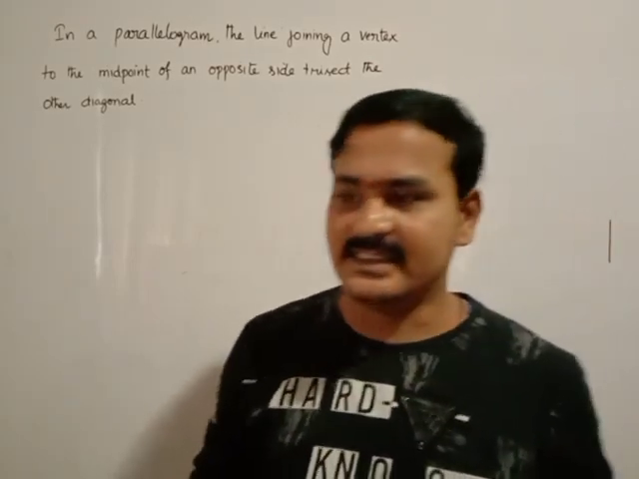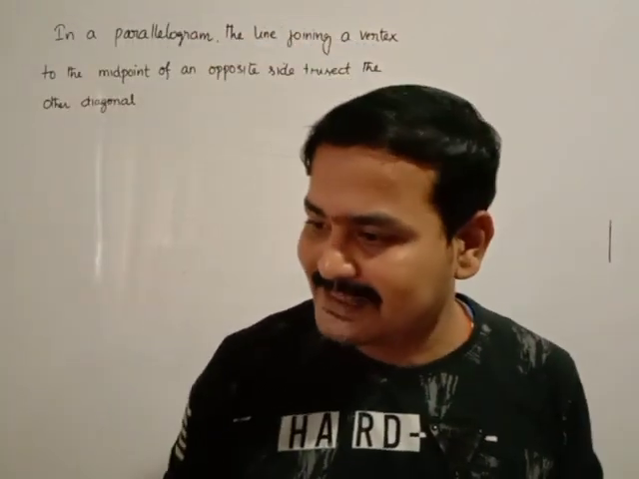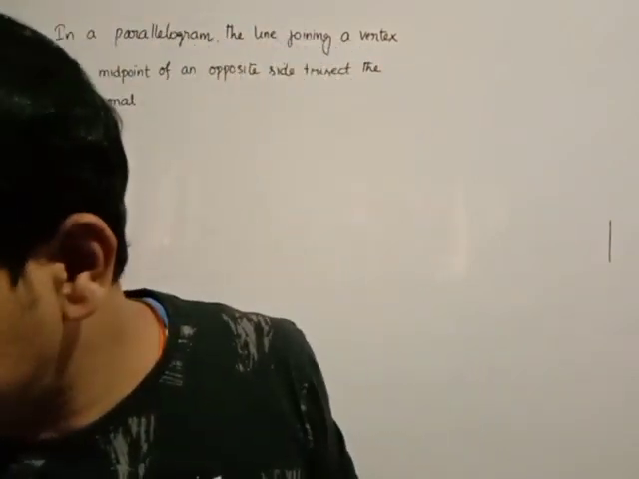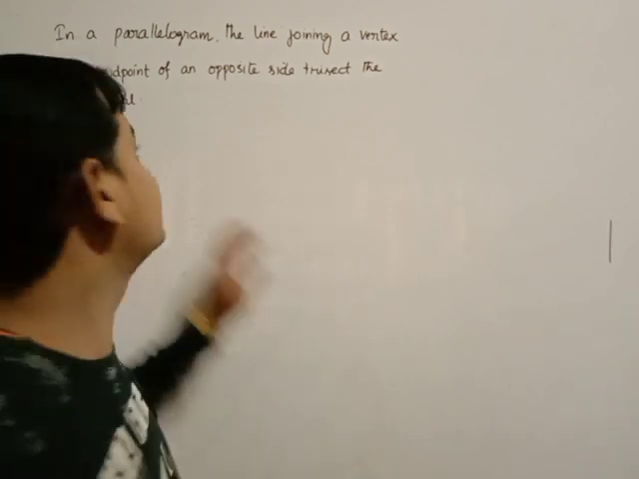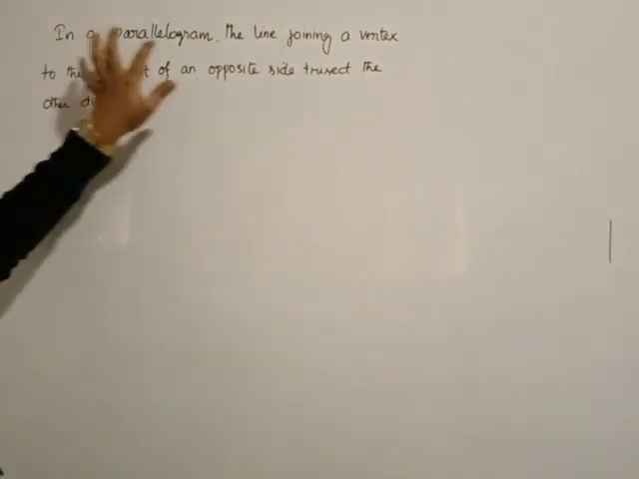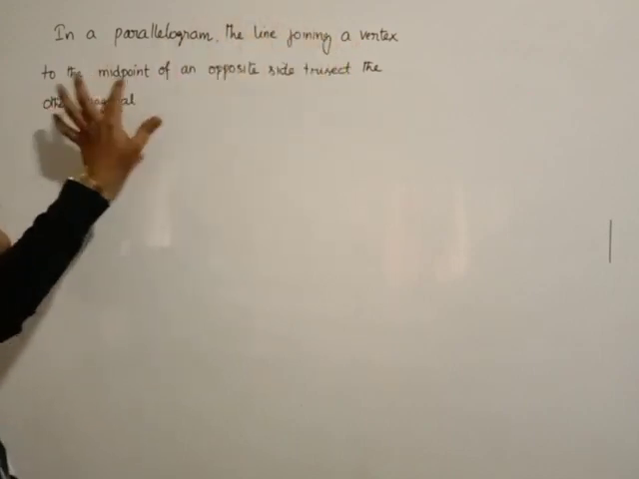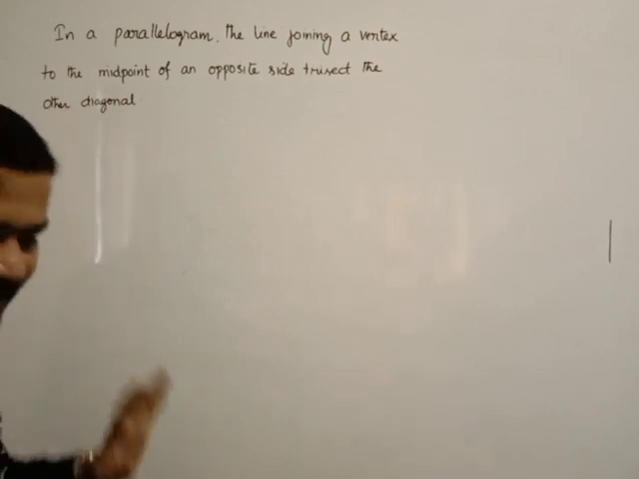In the first exercise, among all the theorems, especially in question number 22, one theorem is a little difficult. Somebody is asking me to explain it. That is question number F. This is the question: in a parallelogram, the line joining a vertex to the midpoint of an opposite side trisects the other diagonal.